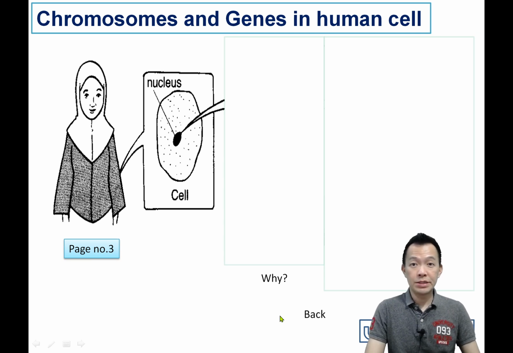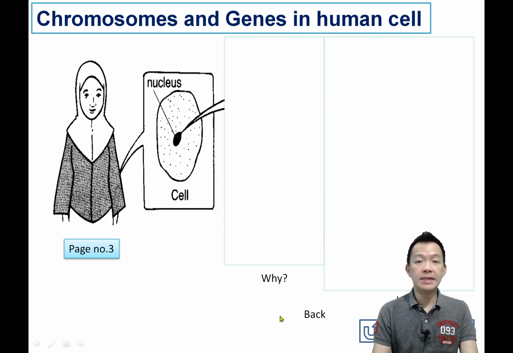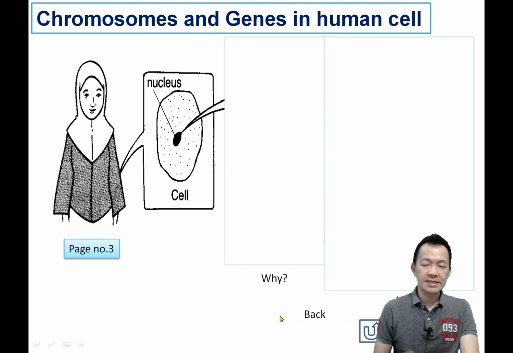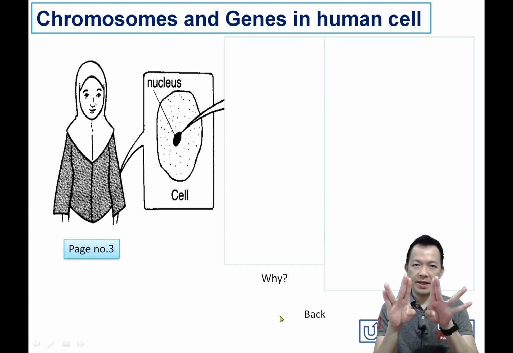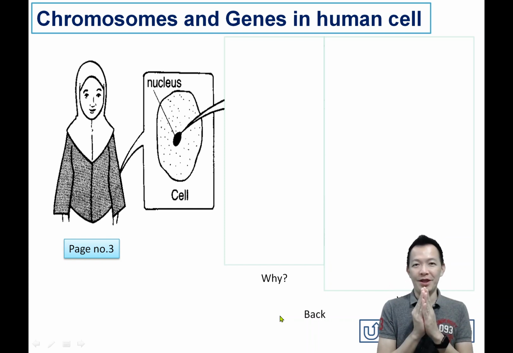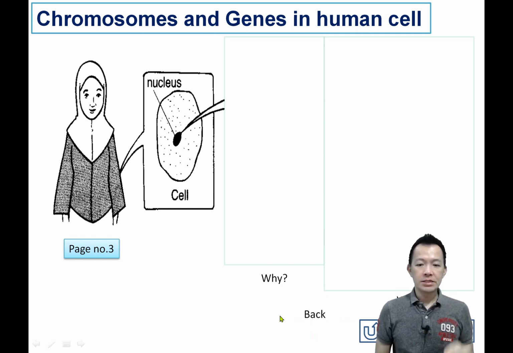Okay, from Form 5 biology chapter 5 video number 3. Something very funny from this chapter. Actually all the titles will be in pairs, it's a lot of pairs, very fun. Now turn to page number 3. We're going to talk about chromosome and gene.